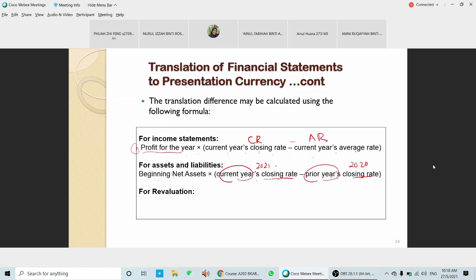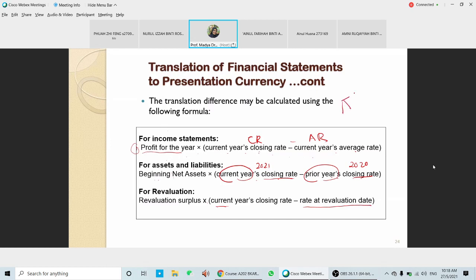Okay, for a revaluation here, if we have revalued the assets, the revaluation surplus is the difference between the current year closing rate minus the rate at the revaluation date. So the translation difference due to the first item here is related to the profit. The second item is related to the beginning net asset. And the third item is related to revaluation.